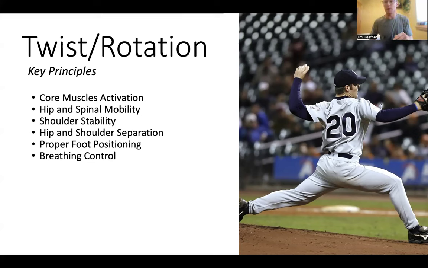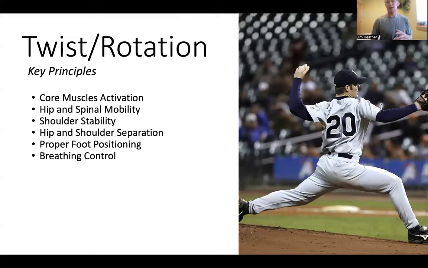Hip and spinal mobility is huge. The ability to disassociate what your spine is doing relative to your hip position is going to help you generate more torque and more power with twisting type of movements. So hip and shoulder separation, the ability for my hips to stay in one position and my torso to go another, is a huge component of twisting movements.